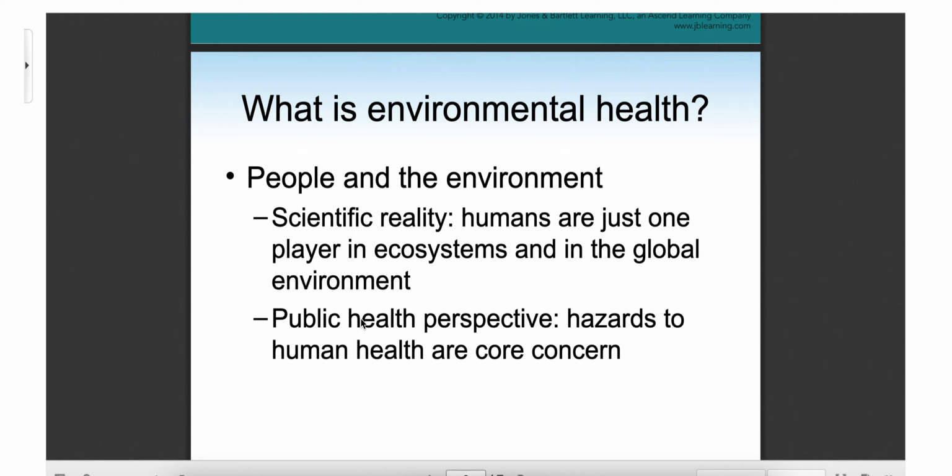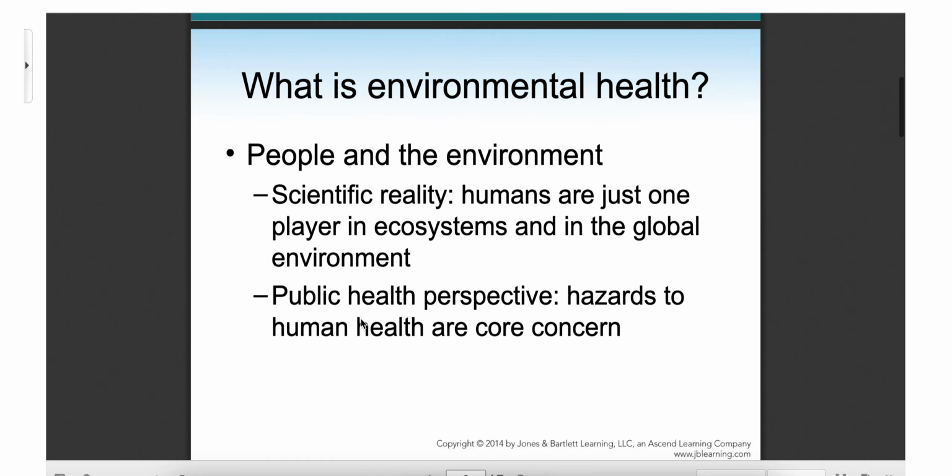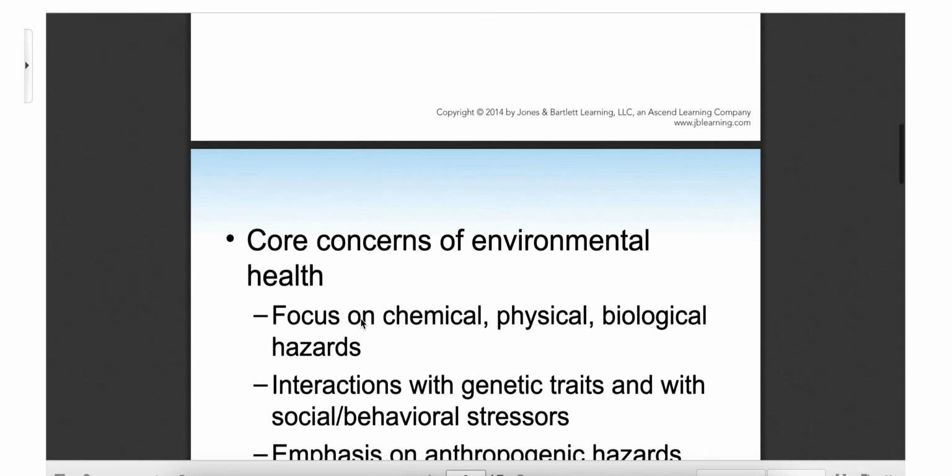When you start looking at environmental health from almost a public health perspective, the hazards to human health are the main things people are looking at, not necessarily how those effects are. When you think about an environmentalist, they do look at these types of things, but we're really concerned about what that hazard is to human health. To some extent everything can relate, but that's what makes this an interesting way to look at things, through that health perspective.